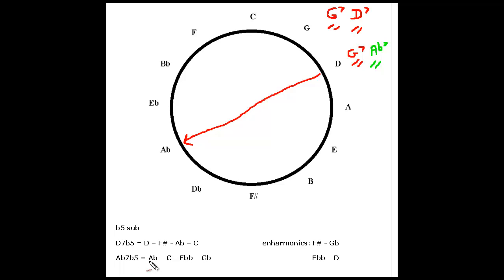Now on the surface it looks like the notes are different, but when we take into consideration what we call enharmonic equivalence, in other words F sharp is another way of writing G flat, which would mean this F sharp would be the same note as that G flat, and that E double flat is another way of writing the note D. When we take that into account, we discover that both these chords contain the exact same notes. That's why we can substitute one chord for another.